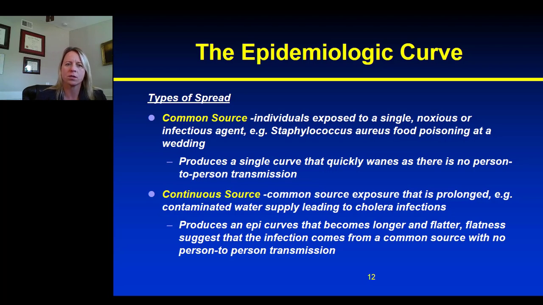The next type is a continuous source of spread, and just as it's stated, it's when you have common source exposure that's prolonged. An example of that would be contaminated water that could lead to cholera infections. This produces an epidemiologic curve that becomes long and flat, and that flatness suggests that the infection comes from a common source with no person-to-person transmission.